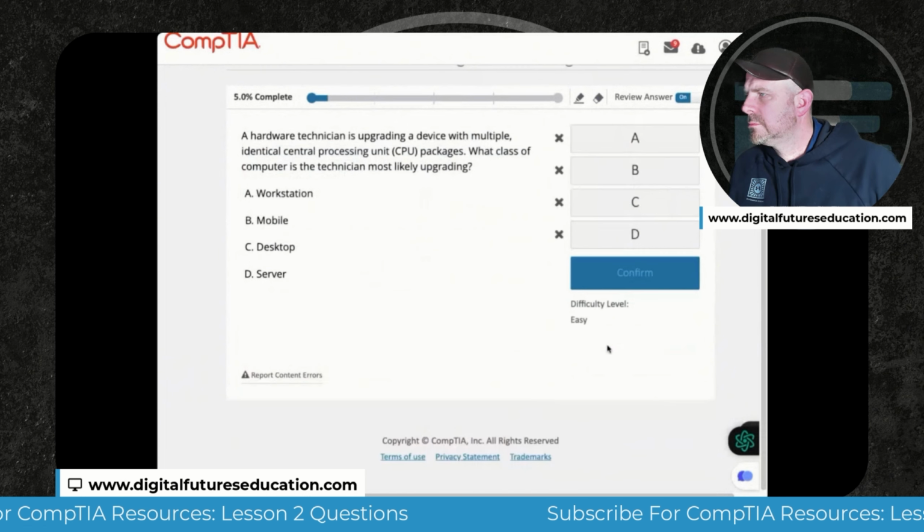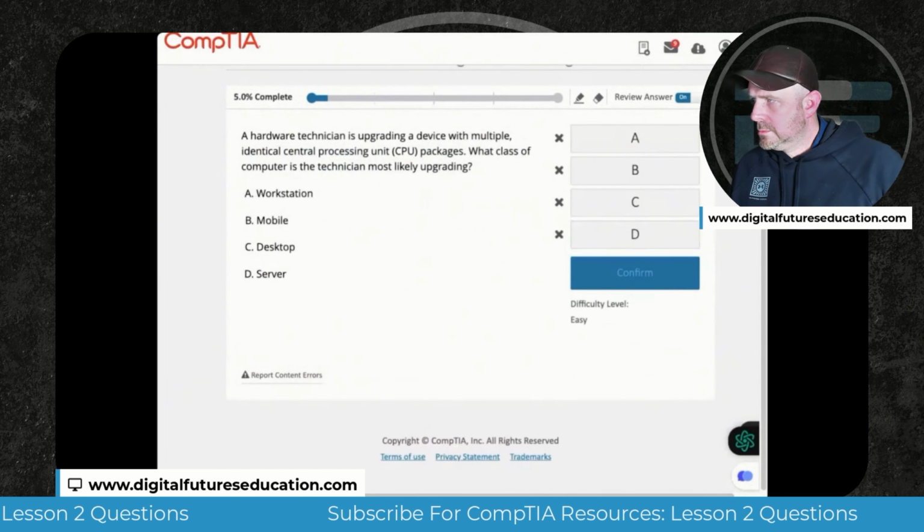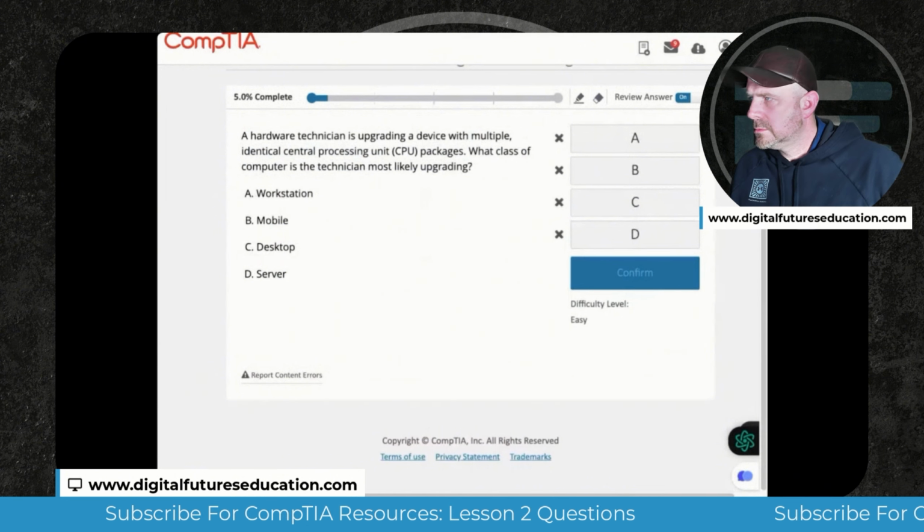All right, next question. A hardware technician is upgrading a device with multiple identical CPU packages.